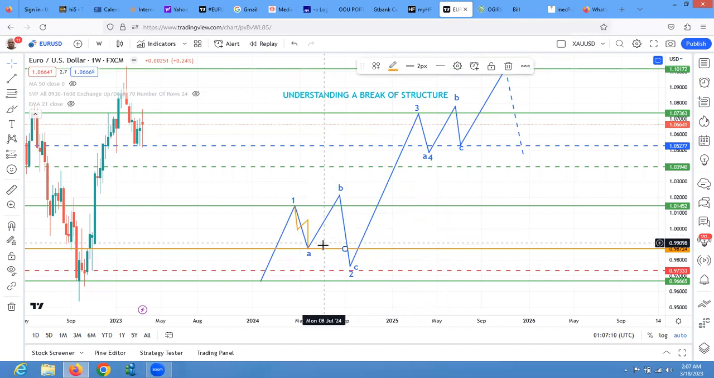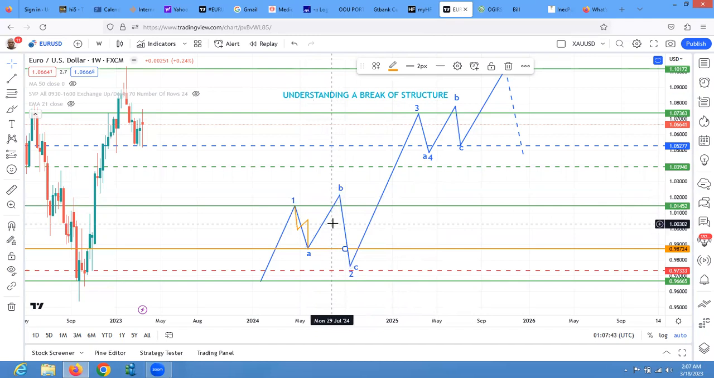When you have this as the limit of the correction of A, and this is going up as a correction of B, there are things you must know: wave B, not until you get to the limit of wave B, the structure will not change. Now, what is the structure of B when this is like A to you?